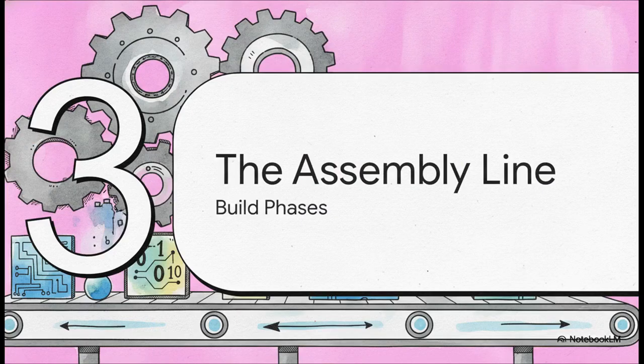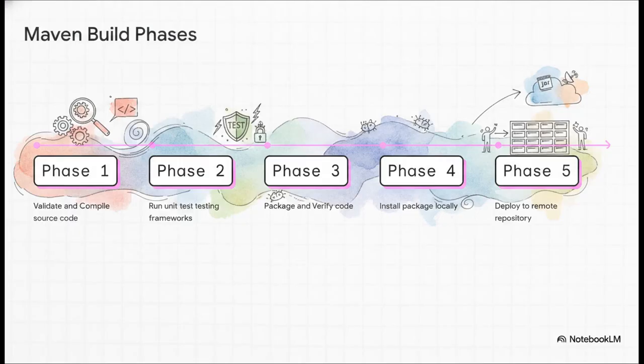Let's move on to section 3, the assembly line. Here we'll understand the build phases. Let's see how all of this builds a continuous pipeline. First, Maven validates your project structure. Then, it hits the compile phase, which actually translates the code. Next up is the test phase, where it runs your unit testing frameworks right against the source code to catch bugs early on. If those tests pass, it moves to the package phase, wrapping the compiled code into a final distributable format, like your .jar file.